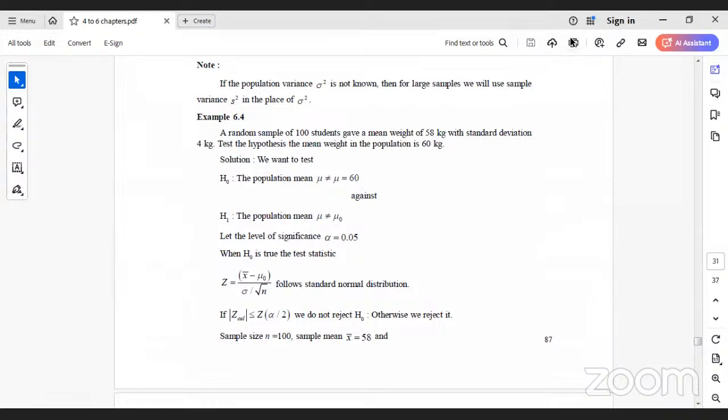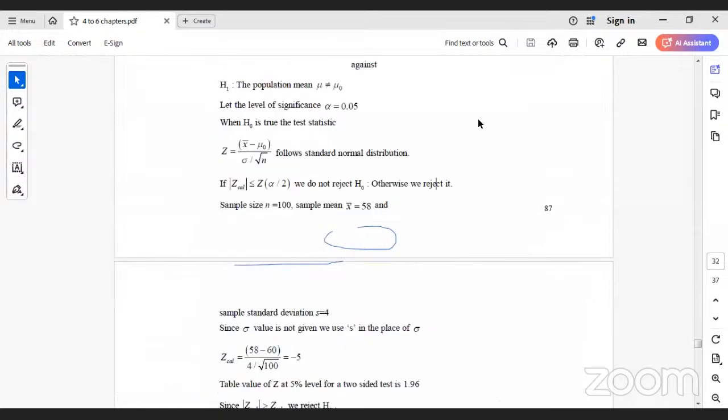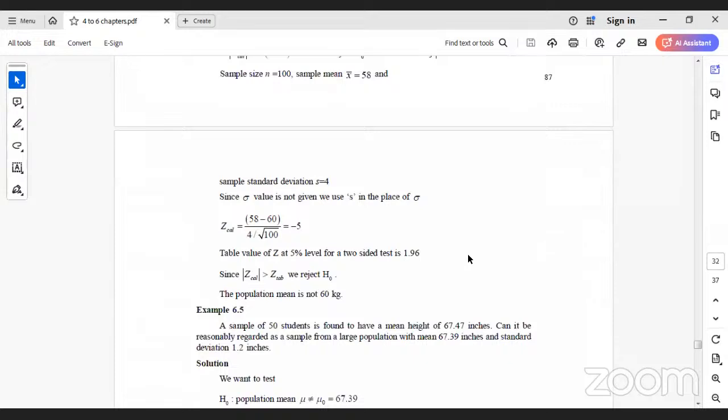Let the level of significance alpha be 0.05. Under H0, the test statistic Z equal to (x bar minus mu) by (sigma by root n) follows the standard normal distribution. If Z calculated is less than or equal to Z alpha by 2, we do not reject H0, otherwise we reject H0. Suppose n is equal to 100, sample mean x bar is equal to 58, and sample standard deviation is 4.